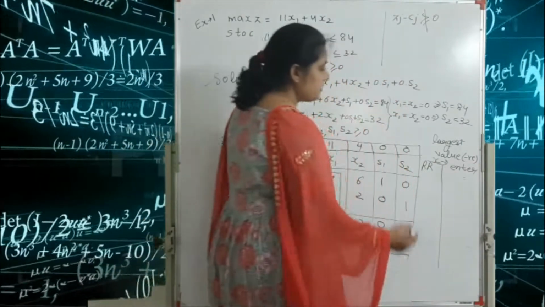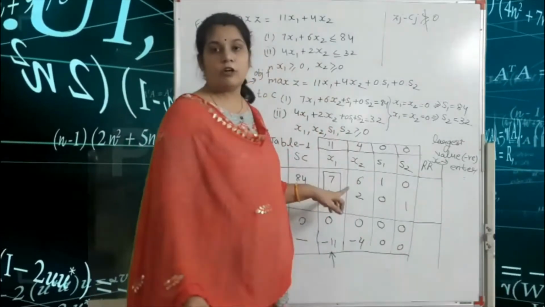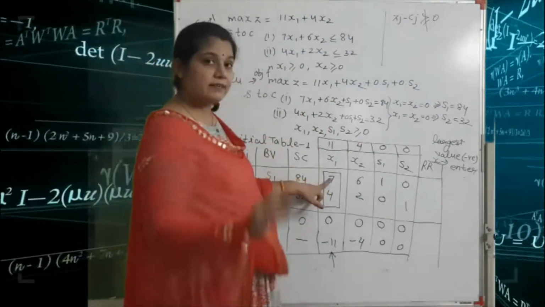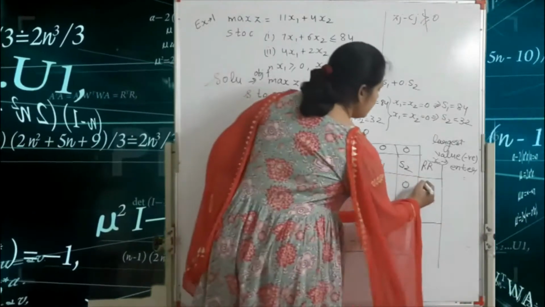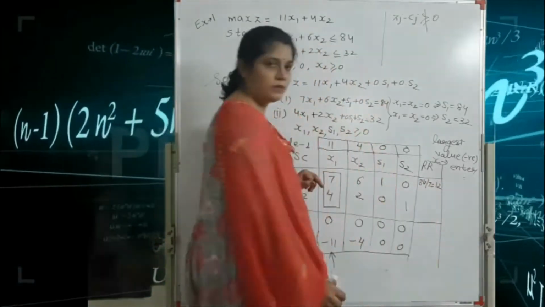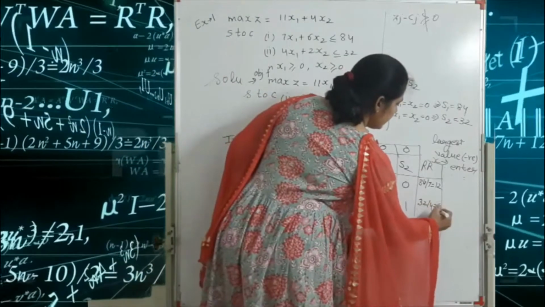For finding the replacement ratio, we find here this is the key column. So you divide 84 by 7, key column, and 32 by 4, key column. So 84 by 7 is 12, and 32 by 4 is 8.